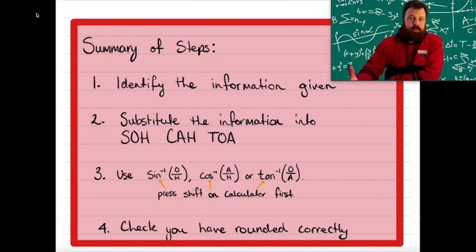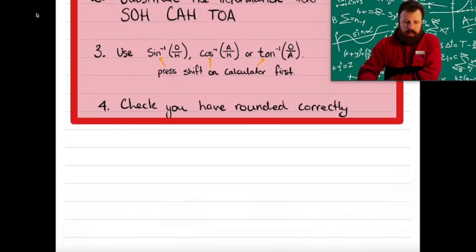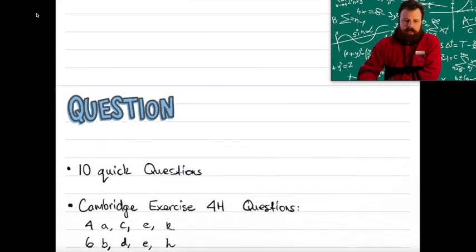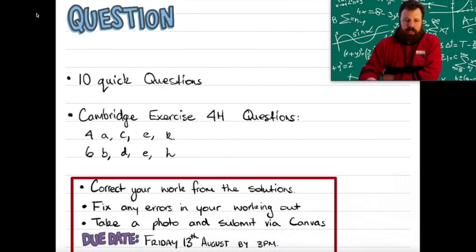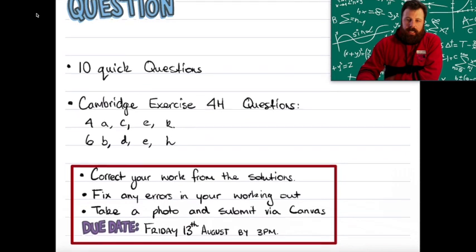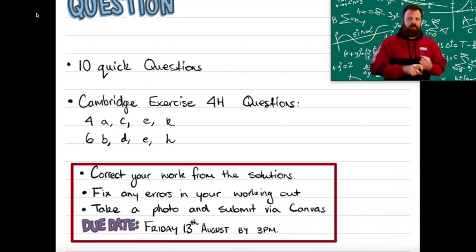Right, what you need to do for this lesson, now that you've done your 10 quick questions, which is awesome, is go to Cambridge, exercise 4H, and the questions you're doing today are question 4, A, C, E, K, and question 6, which is B, D, E, and H. After you've done that, remember, correct your work from the solutions, fix any errors in your working out to make sure that you understand what was going on, take a photo, and upload it to Canvas by Friday at 3 p.m. And remember, if you want to see some more examples, go to the next video and there are an extra 2 worked examples for you.